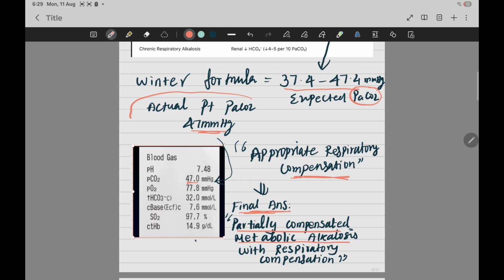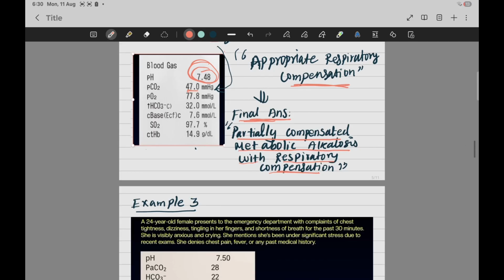Why am I putting partially? Because you see the pH is 7.48. If it were 7.35 to 7.45 it would be fully compensated, but the pH is out of range. So it is partially compensated metabolic alkalosis with respiratory compensation. I hope everyone is clear. Next we are going to move on to the third example.